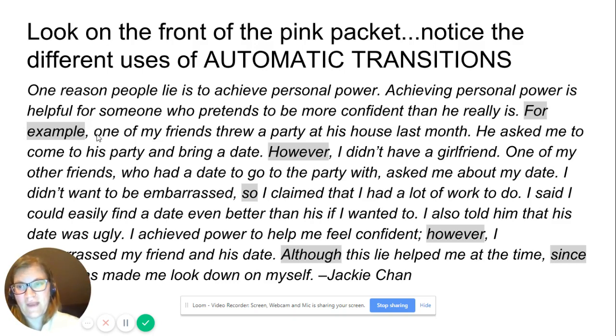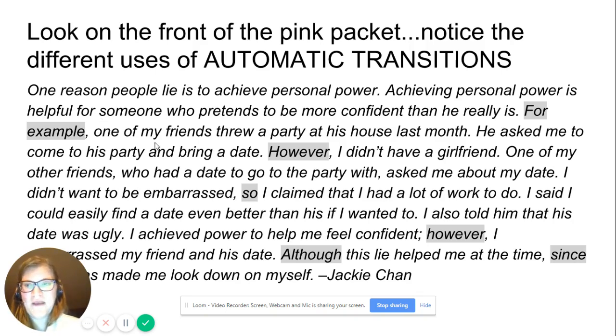So he says, for example, one of my friends threw a party at his house last month. If you didn't have that transition, that would be very confusing. Achieving personal power is helpful for someone who pretends to be more confident than he really is. One of my friends threw a party. That seems totally unrelated. But if you have the transition, for example, that makes a lot of sense. So, continuing.